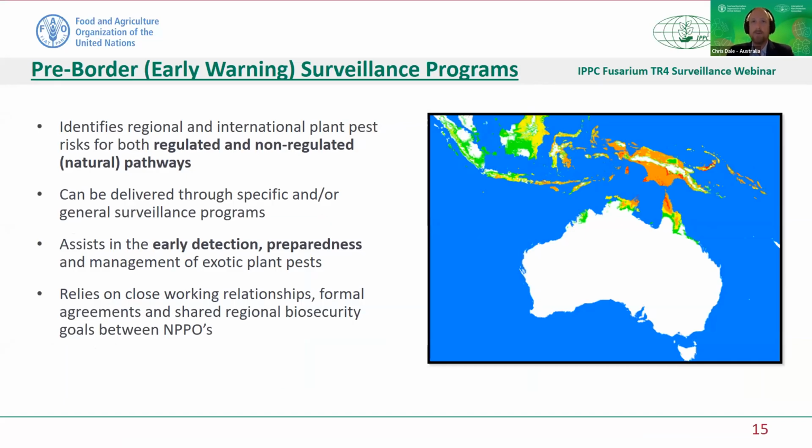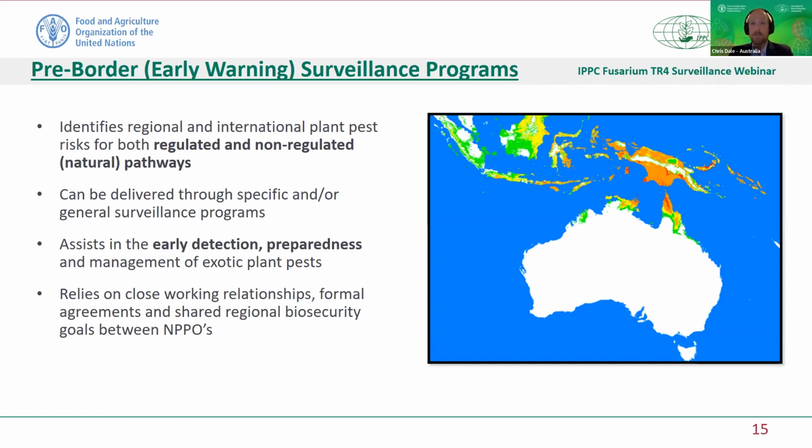So importantly, pre-border and early warning surveillance programs are really critical for prevention and preparedness. It's important to acknowledge that early warning covers both your regulated or your trade and market access pathways and your non-regulated natural pathways. And we know that Fusarium TR4 is a transboundary pest, and that can move across country boundaries and lines very easily. It can move through natural means. So it is important that our pre-border early warning programs do recognise that.